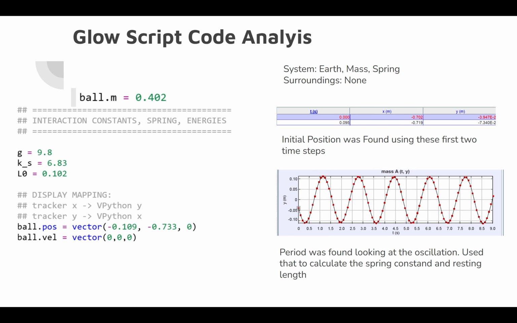So here is my GlowScript analysis. Here are my constants. The mass of the ball is 0.402. The gravity is this. The spring constant was calculated using the periods here, and so was our resting length. Our ball position vector was calculated with this first change right here. Our system is Earth, mass, and spring, and the surroundings are the sun.